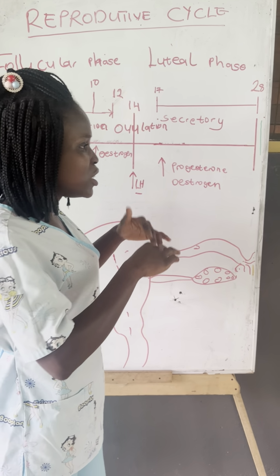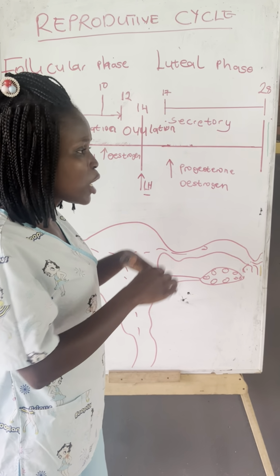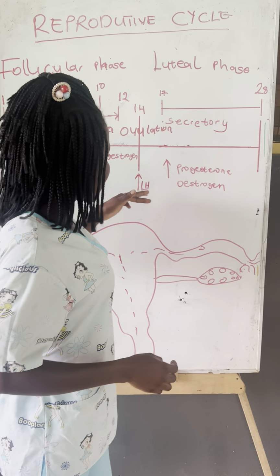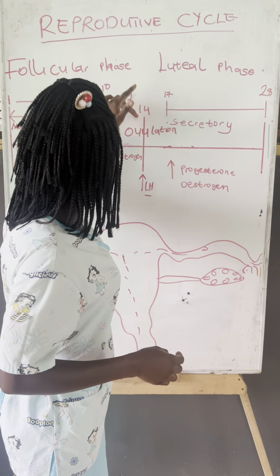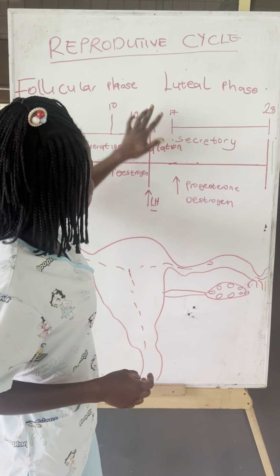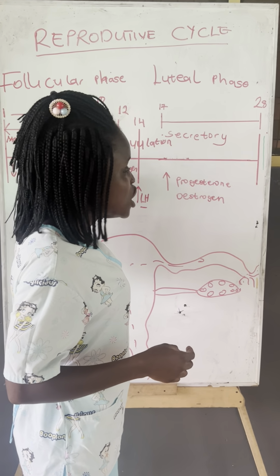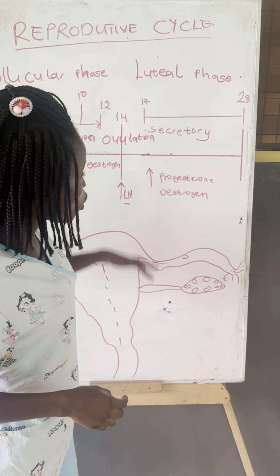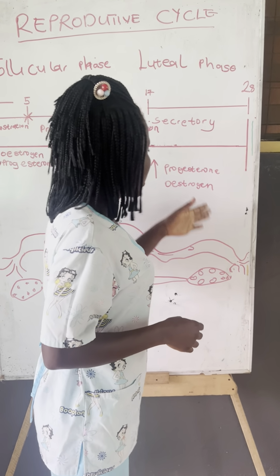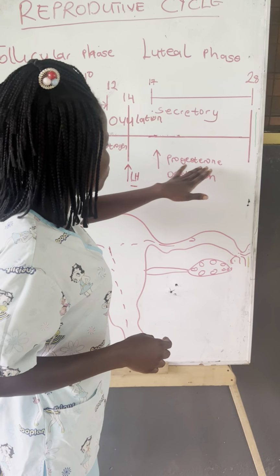It will become very secretive. The secretive glands will start secreting a lot of glycogen. Glycogen, and then I said, maybe fertilization occurs here. That is what the new fertilized egg will feed on in case fertilization occurs at this place. That is why there is a high level of progesterone.